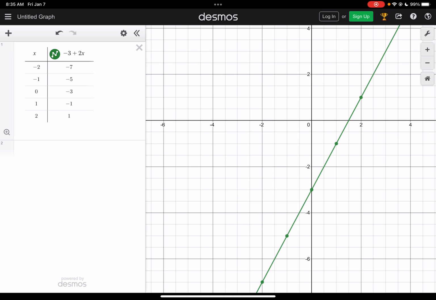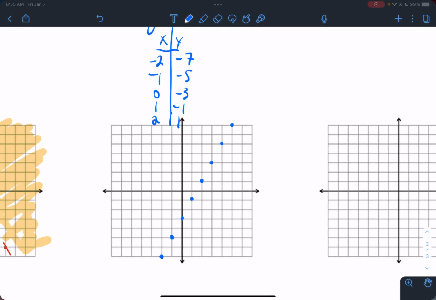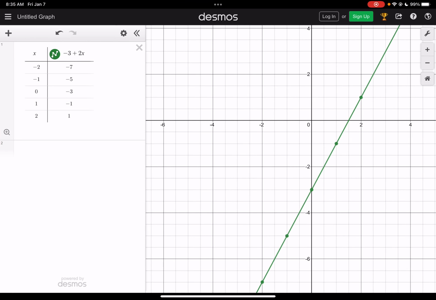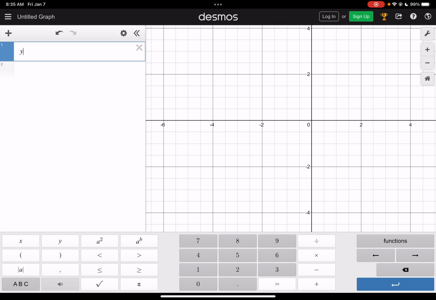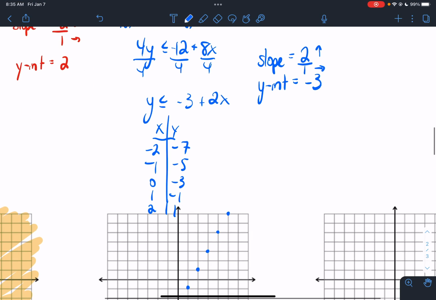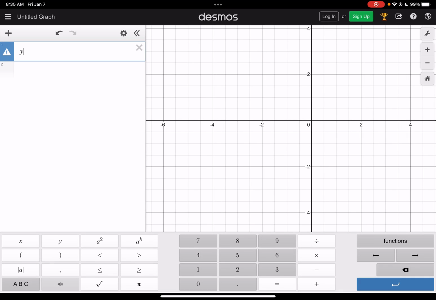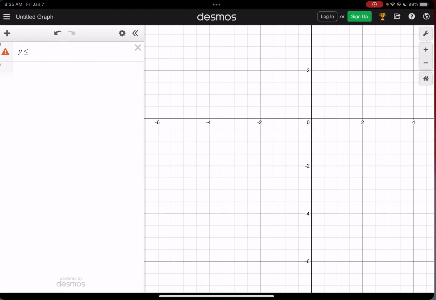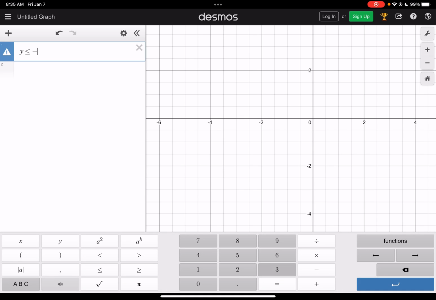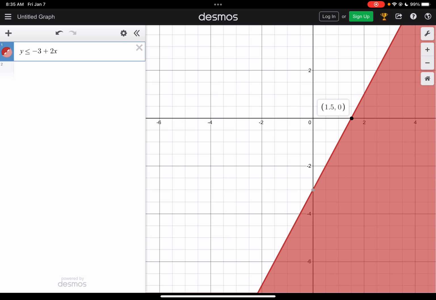Again, if I want to get back to see the inequality and where I'm shading, what I can do is I can go ahead and click out here. I can just retype it in. I can go y is less than or equal to. And then it is negative 3 plus 2x. There you go. Have a graph that looks the same.